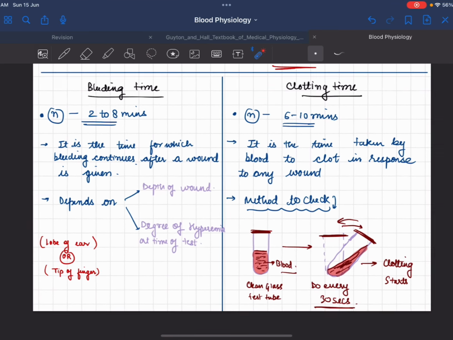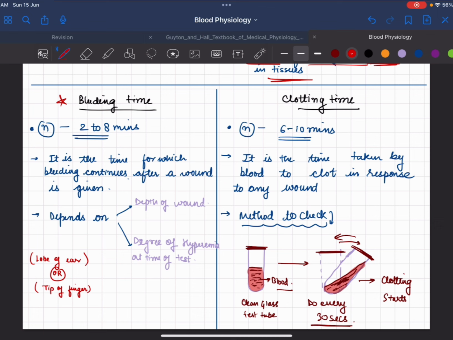Now the last topic is bleeding time and clotting time. Okay, bleeding time is 2 to 8 minutes. Now the definition is asked in the exams. This is important. Bleeding time, it is the time for which bleeding continues after a wound is given. After the wound is given, or a person has a wound after any trauma or anything. So the time for which bleeding continues from that site is actually bleeding time.